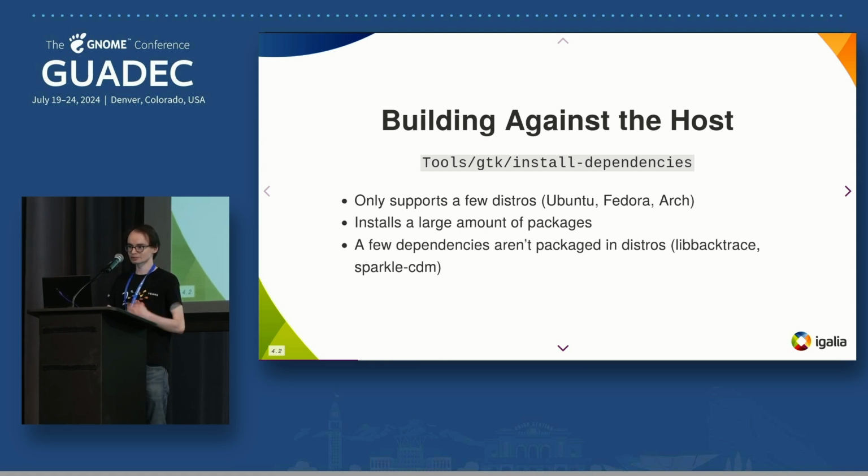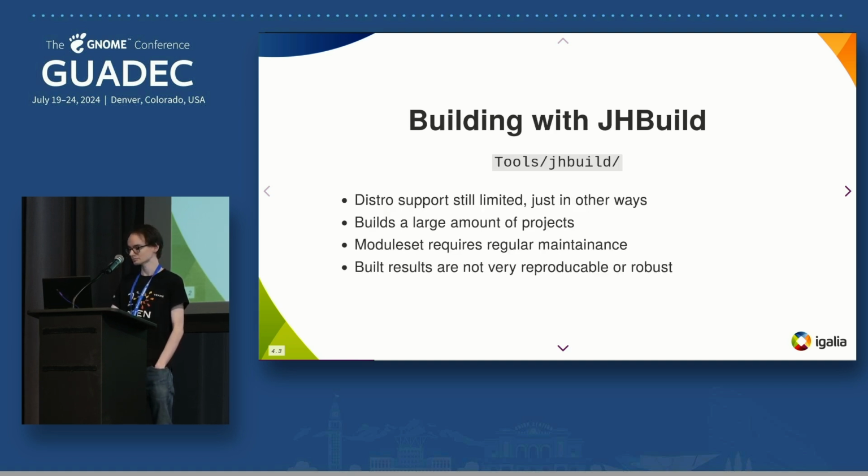So the most straightforward way of building WebKit is of course just building it on the host, and we have a script to install dependencies. But this will only work on a few distros that we actually test, very up-to-date versions of them. It installs a lot of packages that you don't necessarily want. And a few dependencies we use during development, like libbacktrace, aren't actually packaged anywhere. So in order to get around this, we used jhbuild historically, which many GNOME developers are familiar with. But that kind of just moves the problem. You still have a limited number of hosts that are supported, but now you have to build all these dependencies on top of it. So it's not very reliable. People can't reproduce it on their own systems.